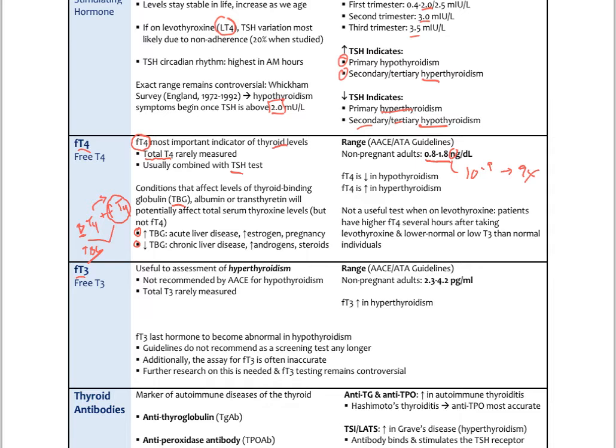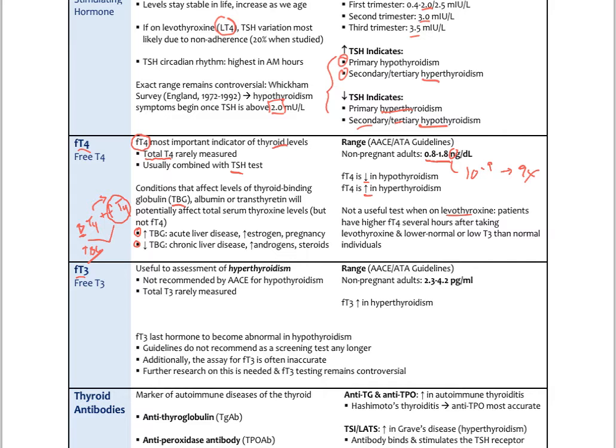So free T4 is going to be decreased in hypothyroidism, and increased in hyper. If you add the TSH into that, we can start to differentiate all these different thyroid disorders from one another. Now, importantly, T4 is unfortunately not a useful test when a patient's already on levo. Patients will have a higher T4 several hours after taking that, and then low or normal ranges after. And then they're going to have generally low normal or low T3 compared to normal individuals.